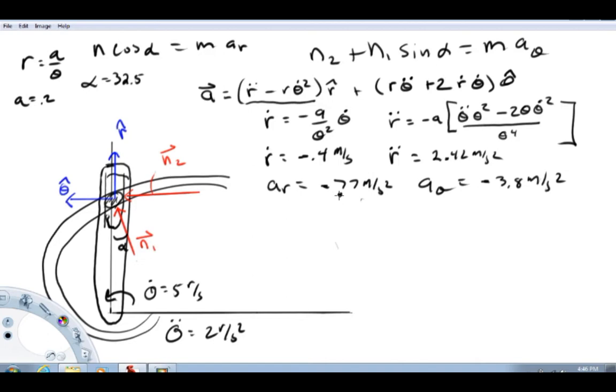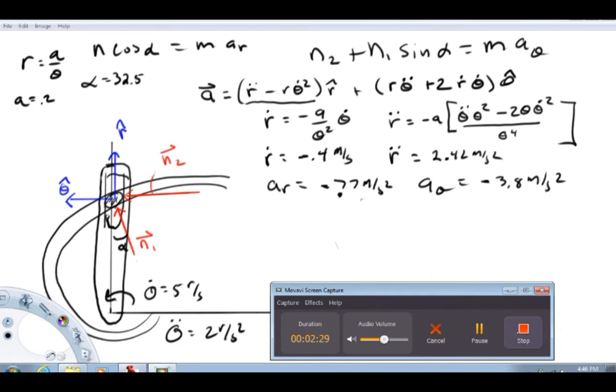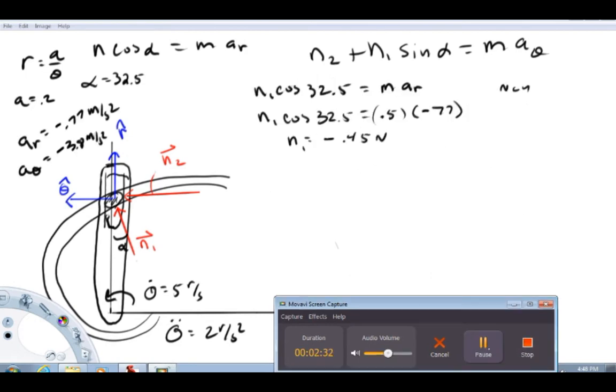So now it's time to go back to our Newton's second law equations, and I'm going to take a minute to clean this up and rewrite those Newton's second law equations, putting in all the numbers. So if you just kind of hang loose, I'm going to pause this a moment.